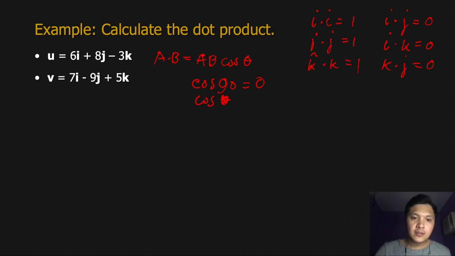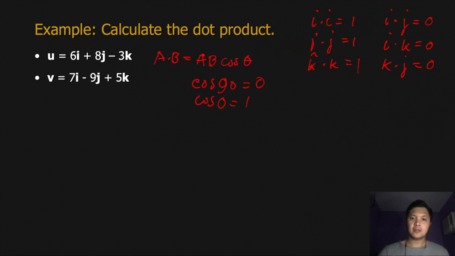Sorry, let me erase that. Okay, cosine 0 is equal to 1. So therefore, for i dot i, the angle between them is 0, so that's why it's 1. j dot j, again the angle between them is 0, that's why it's 1. However, for i dot j, the angle between them is 90 degrees. Therefore, cosine 90 is 0, so that's why all of these three are zeros.